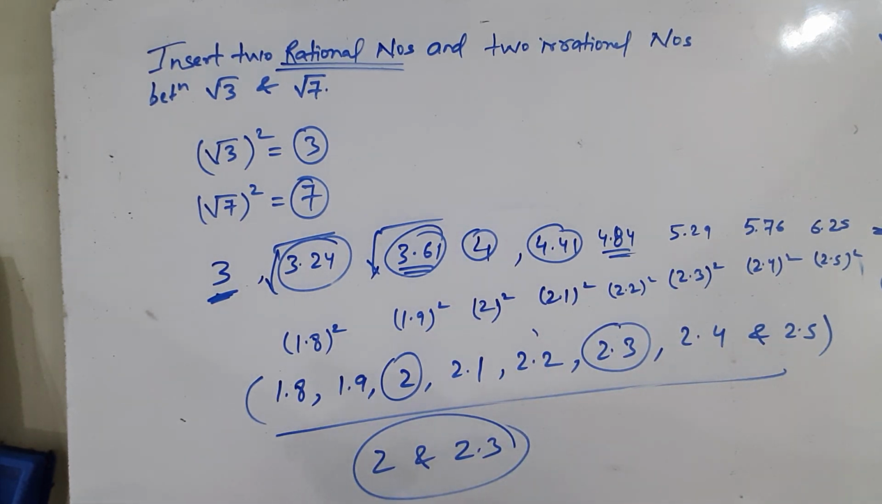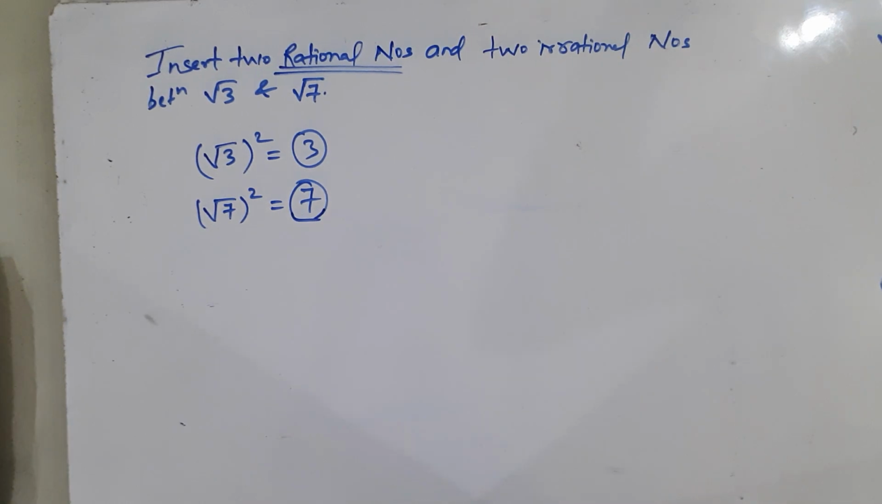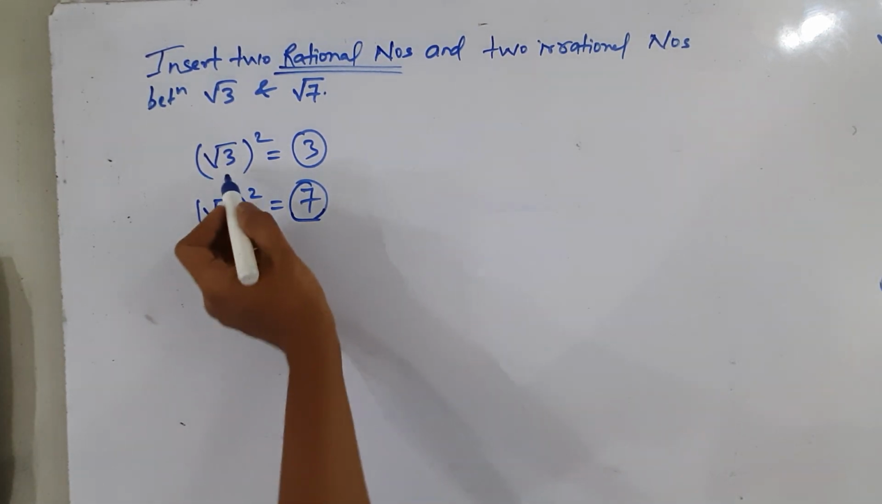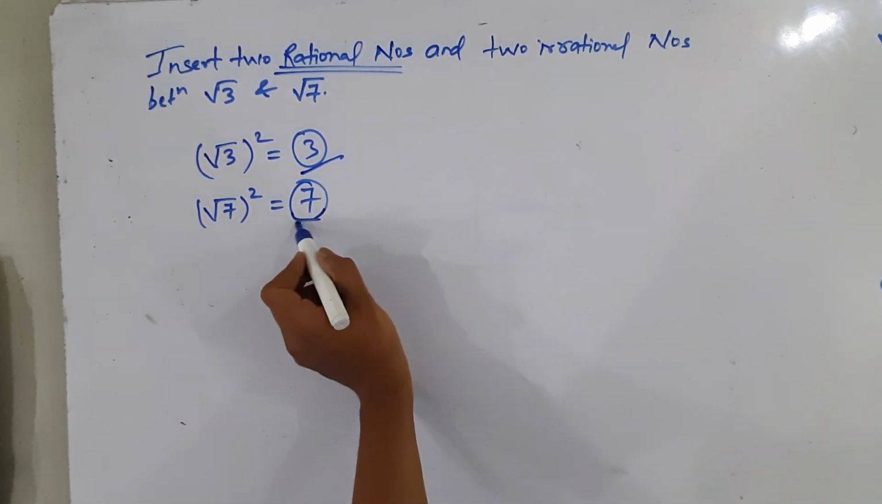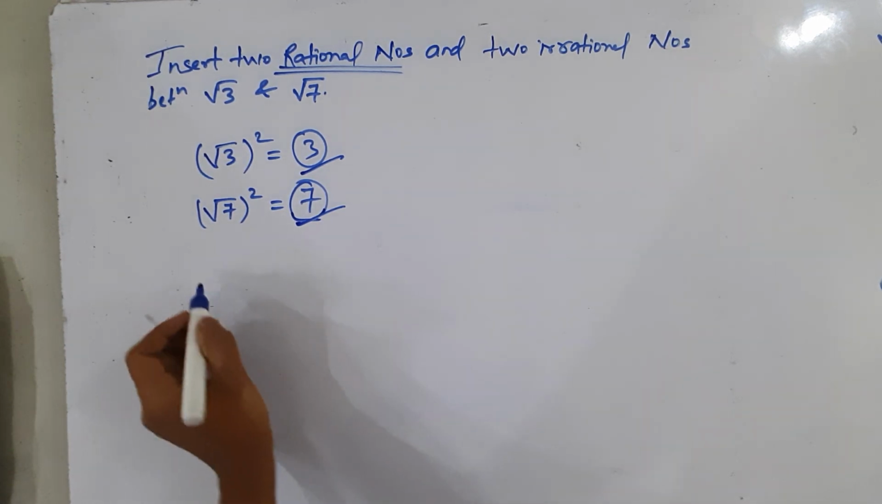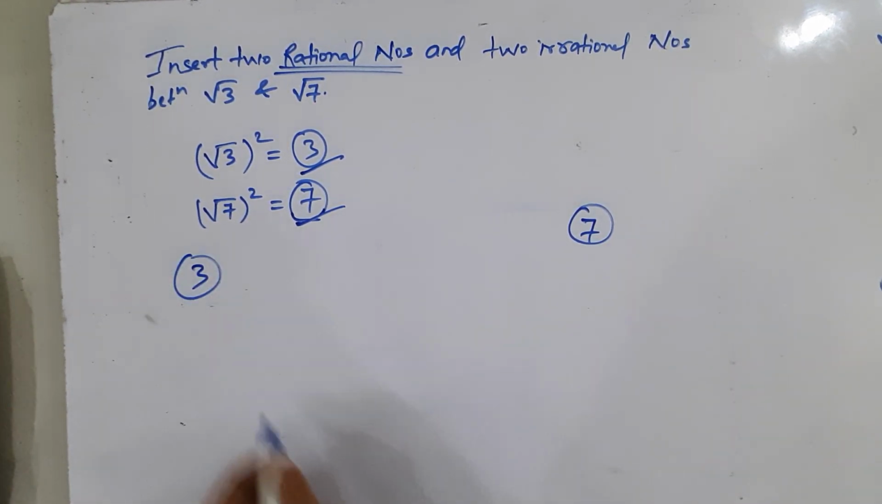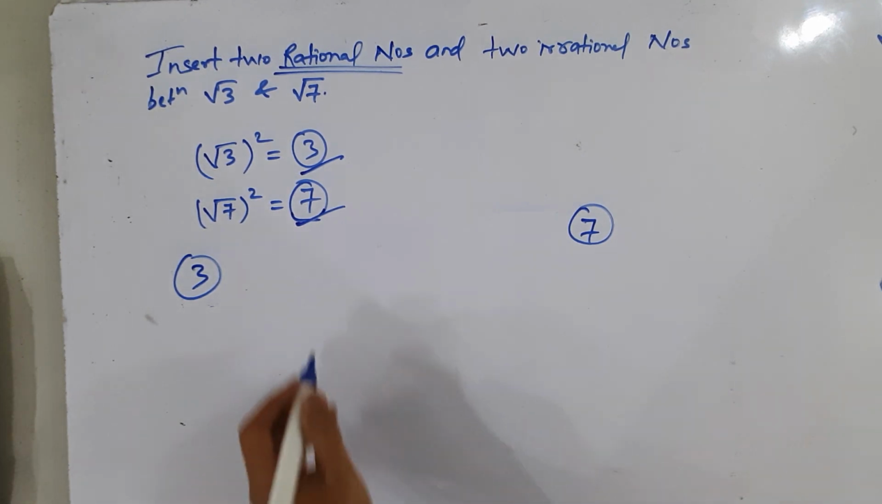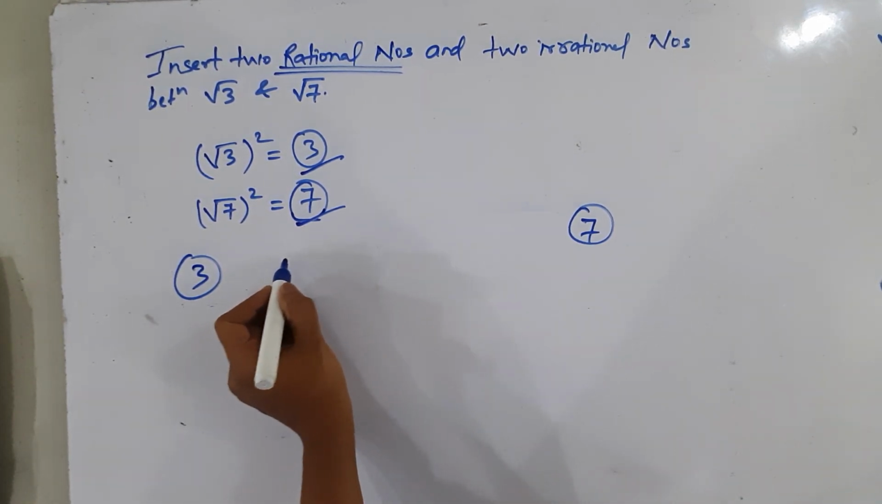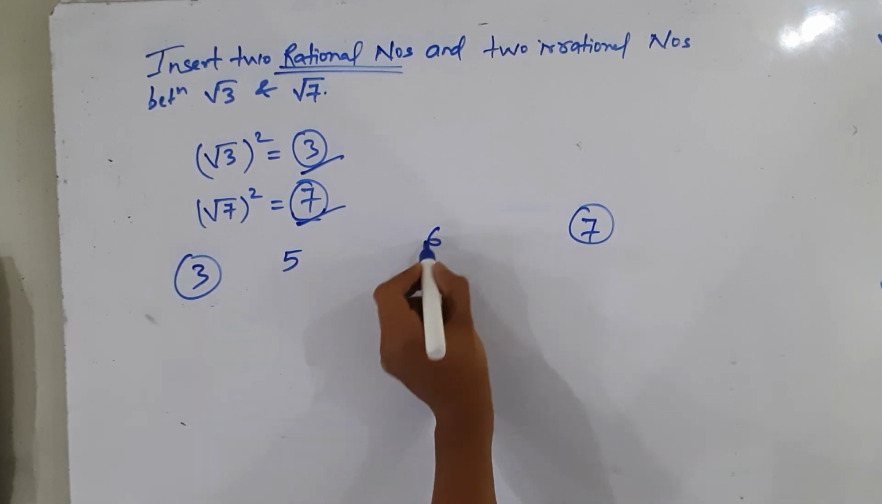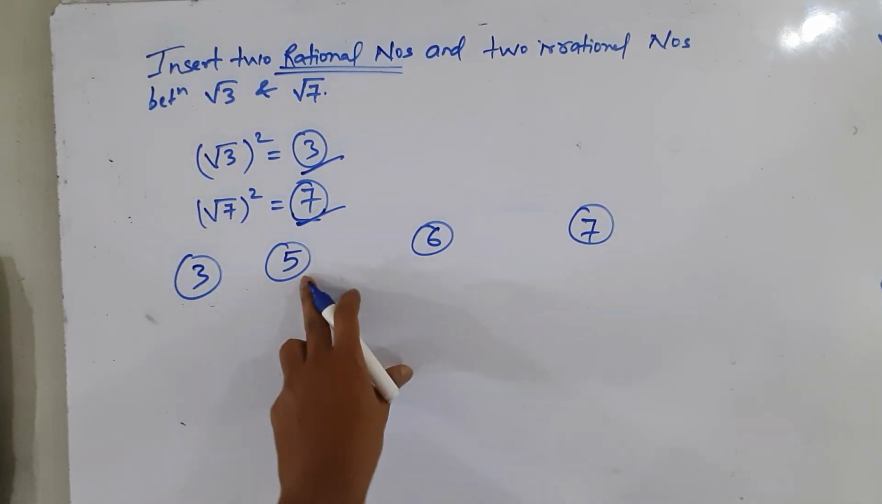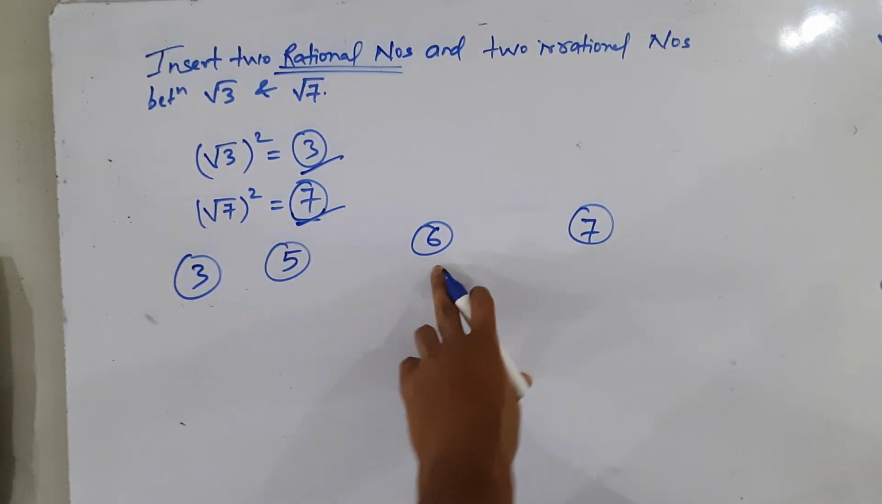Okay, so now we will deal with irrational numbers. To insert irrational numbers, here also we have to consider the squares of both the given numbers. The square of root 3 is 3, the square of root 7 is 7. Now we have to consider numbers between 3 and 7 which are not perfect squares, like 5 and 6. Here we can see that 5 is not a perfect square and 6 is also not a perfect square.